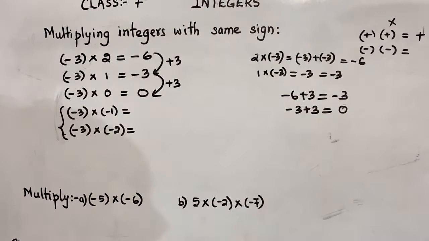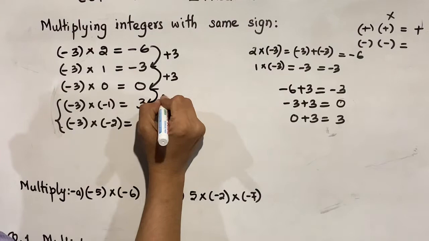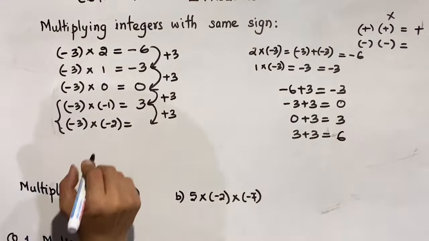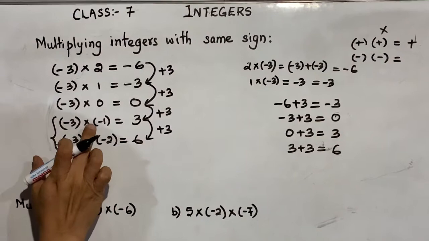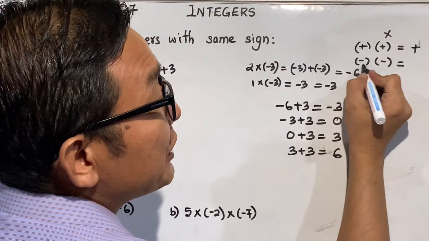If you add 3 plus 3 what you will get, answer 3. So we will obtain 6. So the answer is 6. So negative 3 times negative 1, and negative 3 times negative 2 is positive 6. So therefore when you multiply two negative integers the product will be positive.